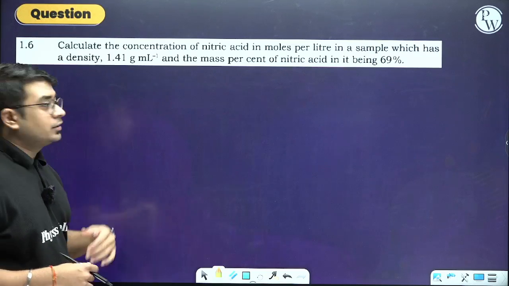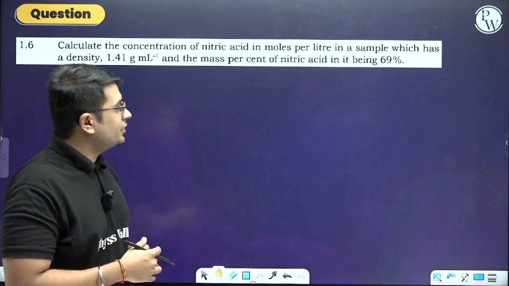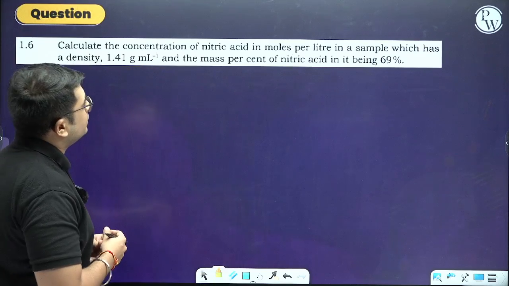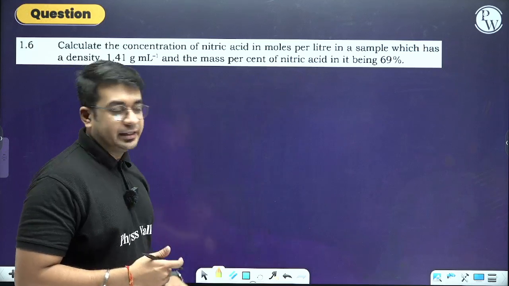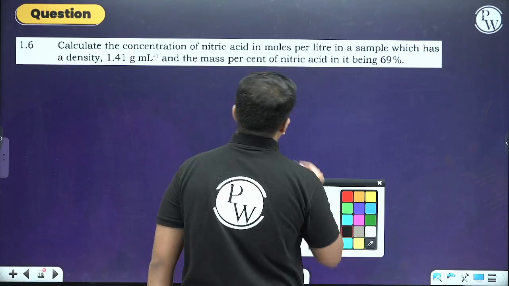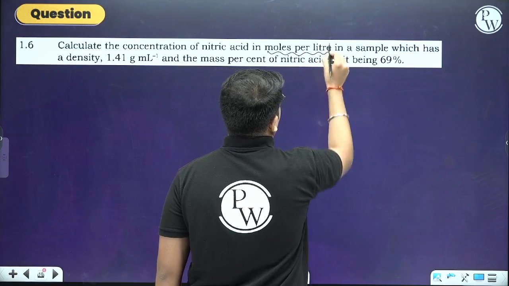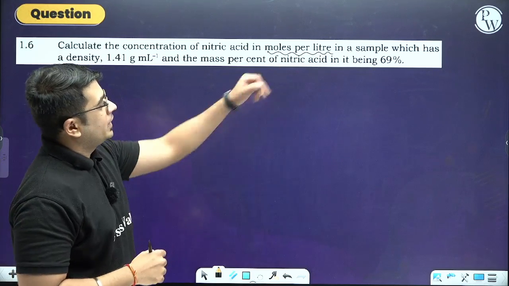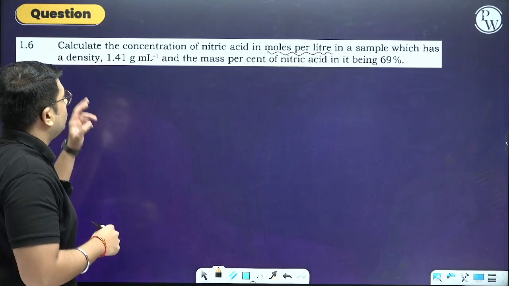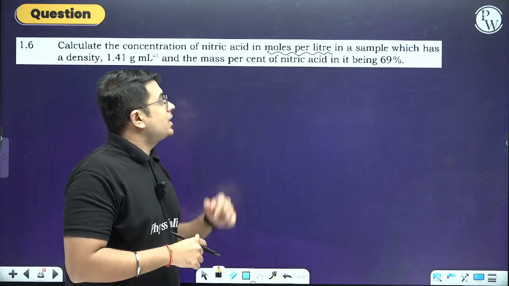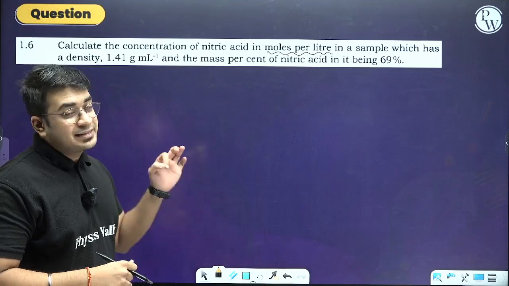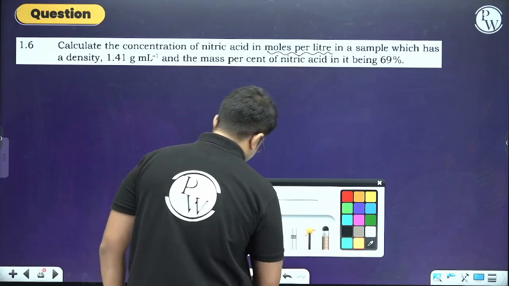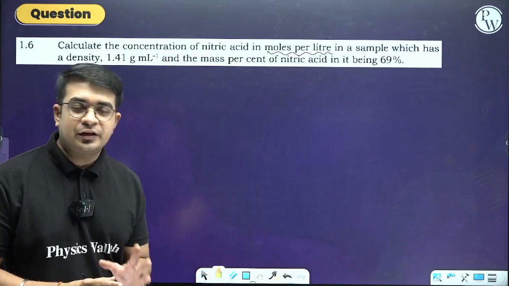Now let's talk about another question, which is again from the molarity part. This question is very interesting. Calculate the concentration of nitric acid in moles per liter. If the information is given in moles per liter, it means the question is asking about molarity, in a sample which has a density of 1.41 gram per ml and the mass percent of nitric acid being 69%.